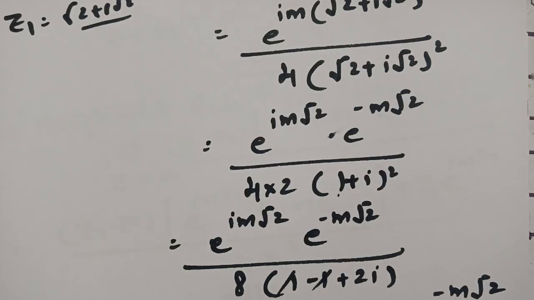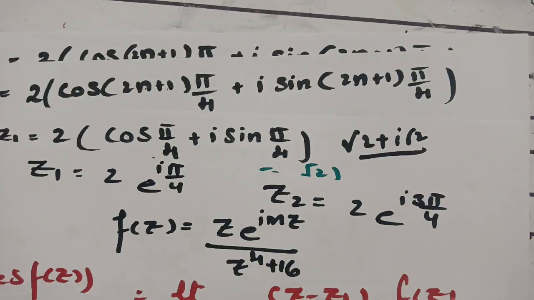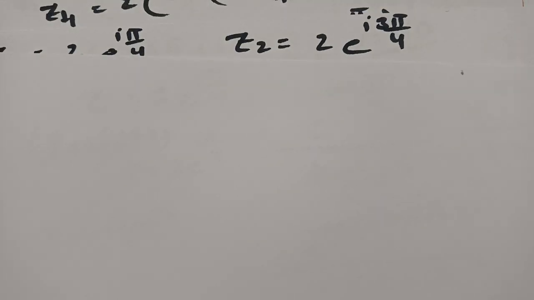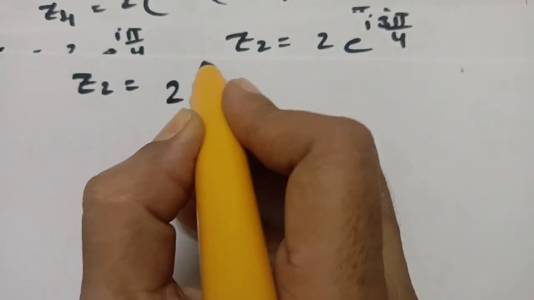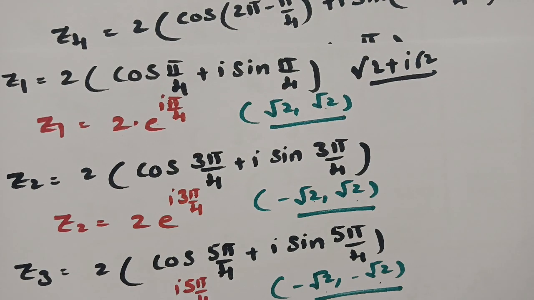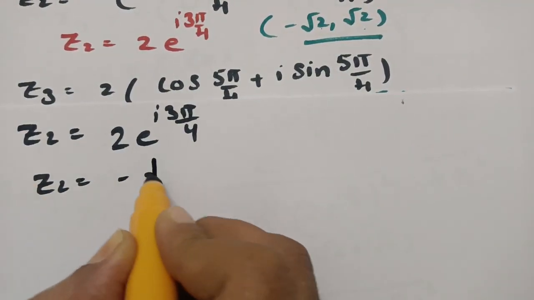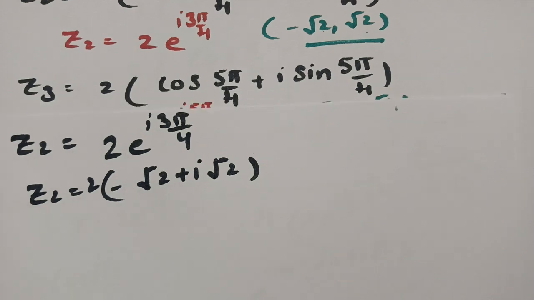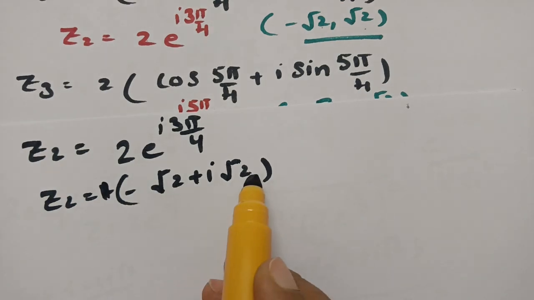And the next interior pole here is Z2. So what is our Z2 value? Z2 is equal to 2 times of e^(i 3π/4). So for e^(i 3π/4), what will be the value here? This is minus √2 plus i √2. Therefore, Z2 value is equal to 2 times of (minus √2 + i times of √2). See here, after multiplying with 2 only we got this one. So this is minus √2 plus i√2.